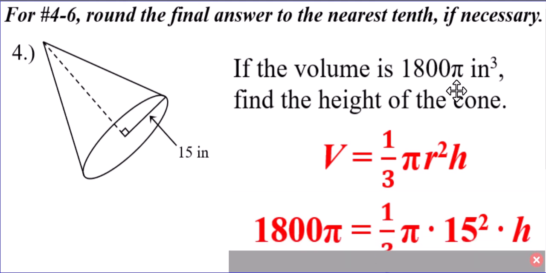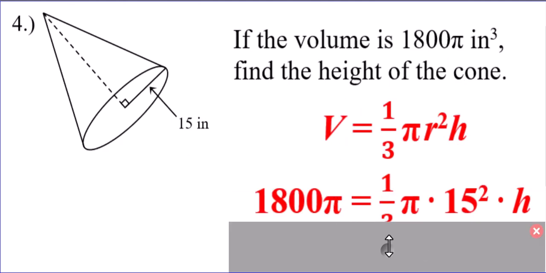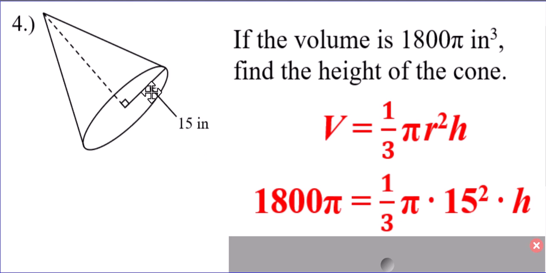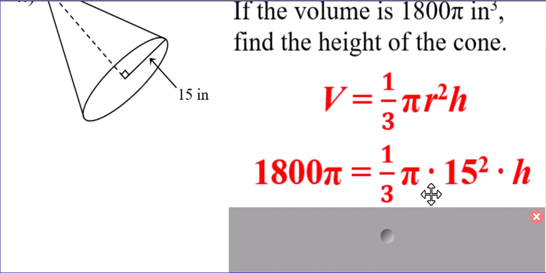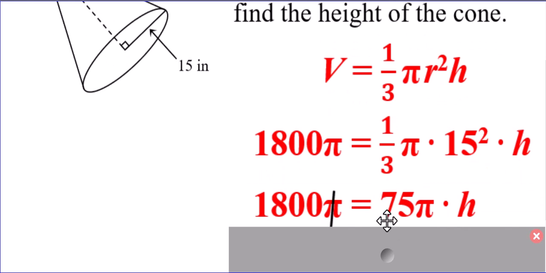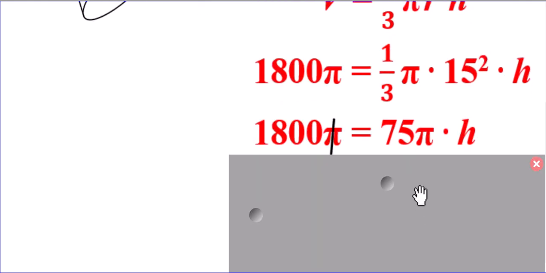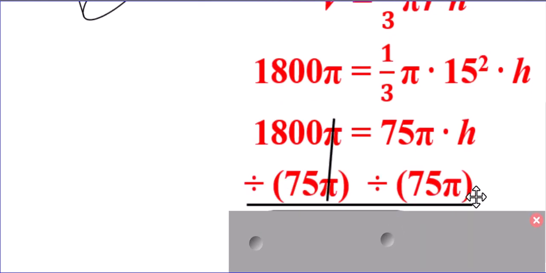Substitute. We have 1,800 pi going in for V. We know the radius is 15. This was not diameter. This was radius. So that goes in for R. Do as much work as you can. So 15 to the second is 225 times 1/3 gives you 75. Now keep that in terms of pi. Do not make that a decimal. Divide by that on both sides.